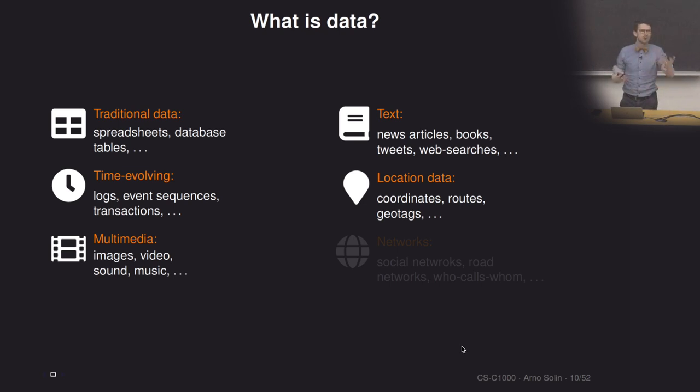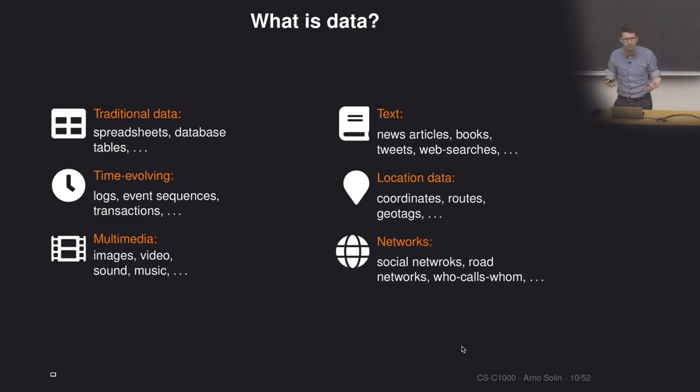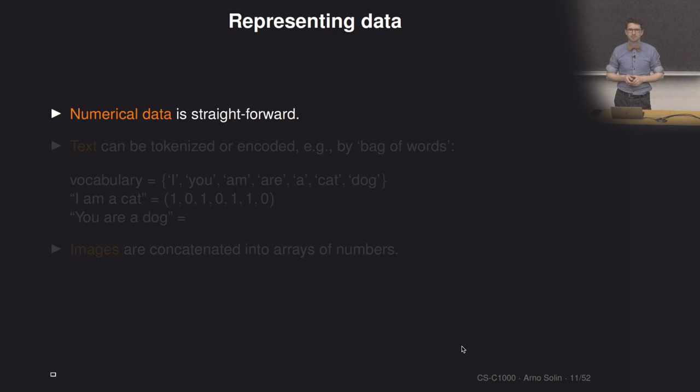Location data, like coordinates, routes, how to go from one place to another, geotags, and so on. This is also data. And of course, networks, social networks, road networks, graphs of who calls whom with the phone, and so on. These are the networks, graphs. So data can come in many different forms. And there are machine learning methods to tackle all these families of different types of data.